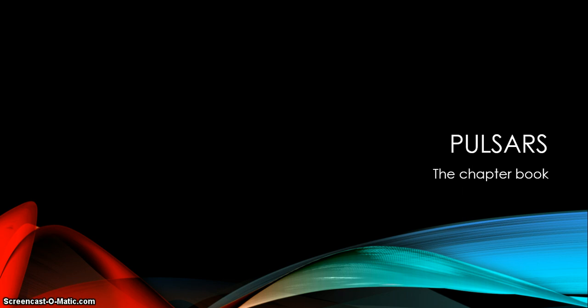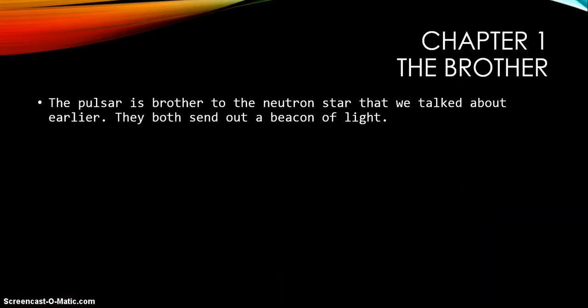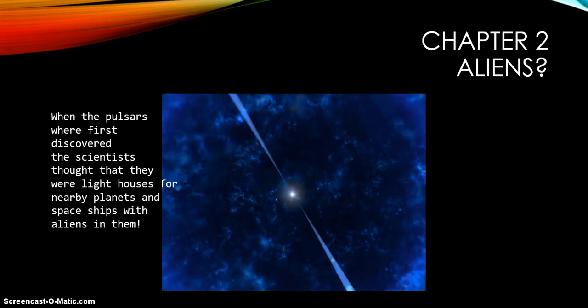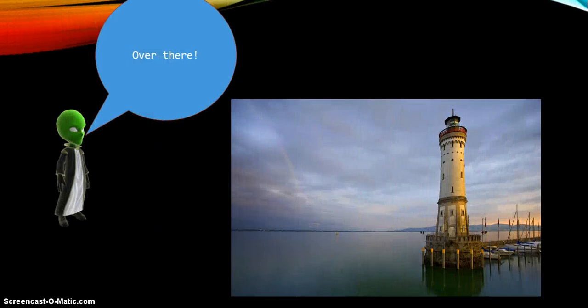Pulsars, the chapter book. Okay, we're not going to go through the whole chapter book. I'm just going to read this to you. Chapter 1, the brother. The pulsar is the brother to the neutron star that we talked about earlier. They both send out kind of a beacon of light. Chapter 2, aliens. When pulsars were first discovered, the scientists thought that they were lighthouses for nearby planets and spaceships with aliens on them. Well, you know, lighthouses spin at the same beat as a pulsar, so it really counts. Over there! I was going to put an audio there, but I chose not to, because it's a lighthouse. Haha.